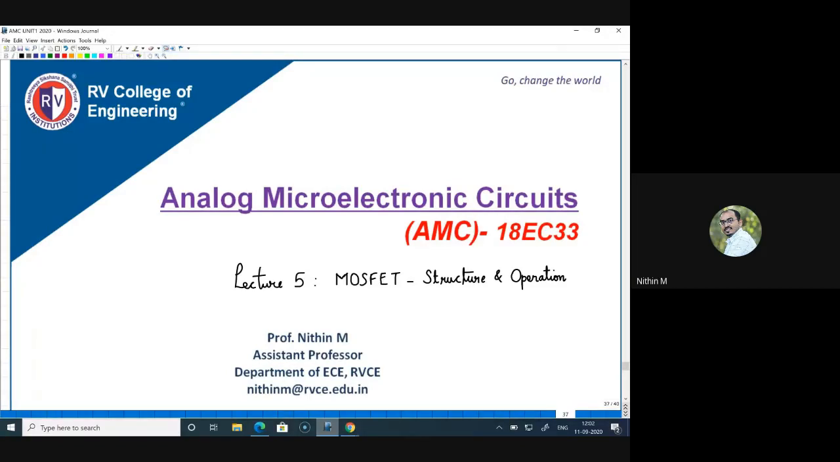In the previous 4 classes we spent time brushing up some of the preliminaries and understanding how we can apply them, like how we'll apply KCL, KVL, and such things in the coming classes to deal with the course in a better way.